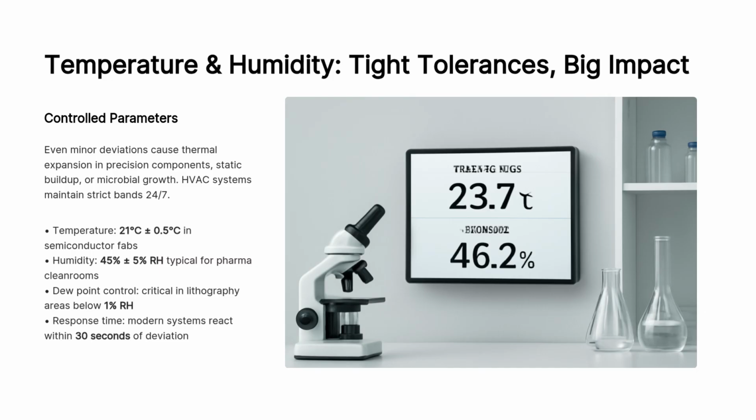Temperature and humidity control is crucial in cleanrooms. Even slight deviations can lead to thermal expansion, static buildup, or microbial growth. Heating, ventilation, and air conditioning systems maintain precise conditions: 21 degrees Celsius plus or minus 0.5 degrees Celsius in semiconductor fabs, 45% plus or minus 5% relative humidity in pharmaceutical cleanrooms, and dew point control below 1% relative humidity in lithography areas. Modern systems adjust within 30 seconds.